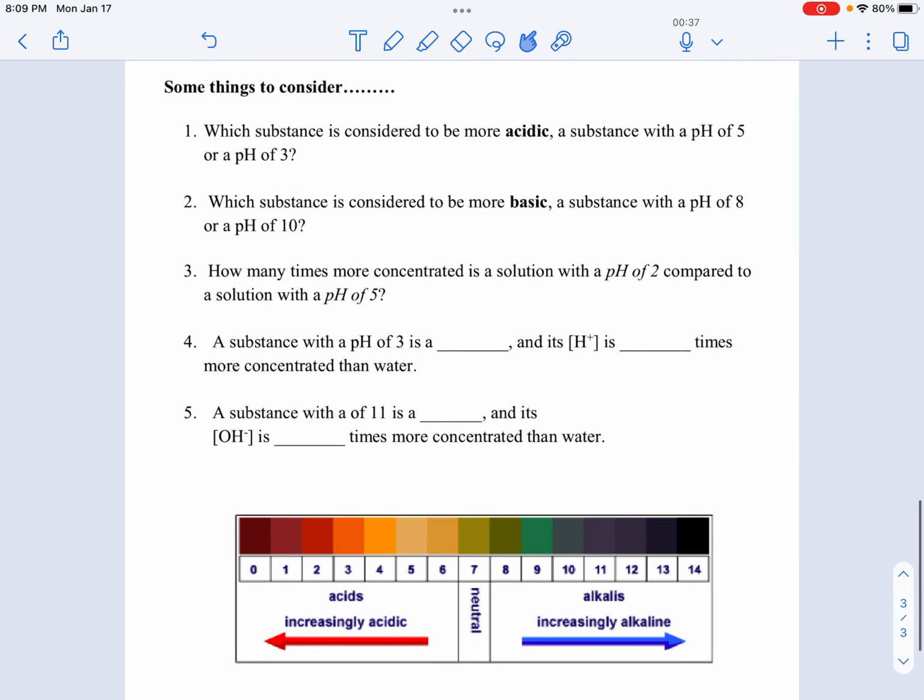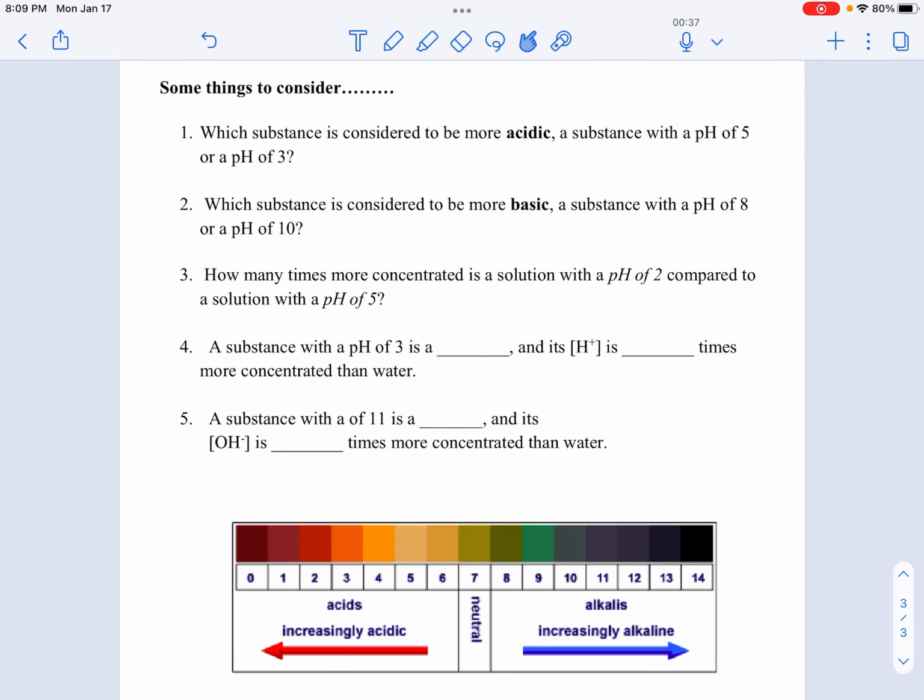I think this will help you out. And I think the diagram at the bottom is pretty good. So here we go. Which substance is considered to be more acidic? A substance with a pH of 5 or a pH of 3?